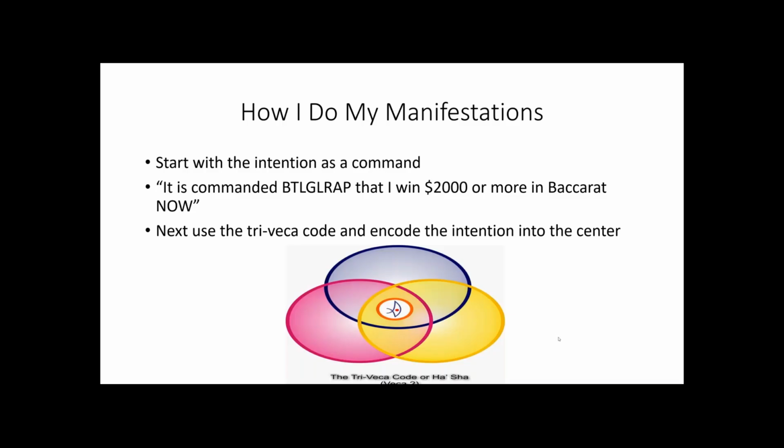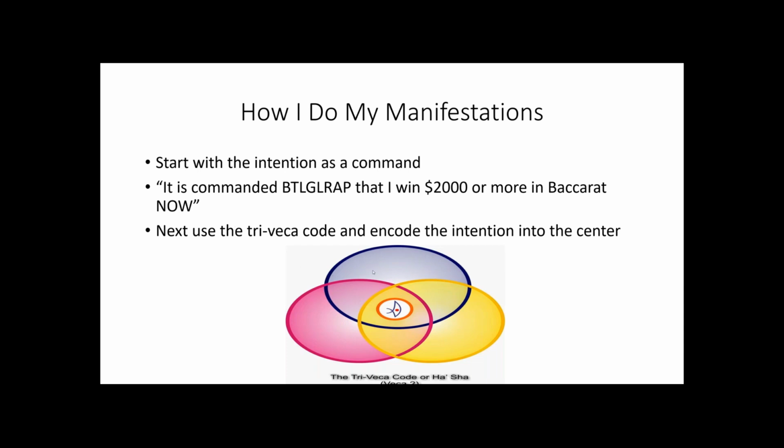So let's review real quick what we did. You start with what you desire to manifest. So you write down your intention as a command. We wrote down, it is commanded by the laws of the golden liquid realms and alchemical powers that I win 2,000 or more in Baccarat now.